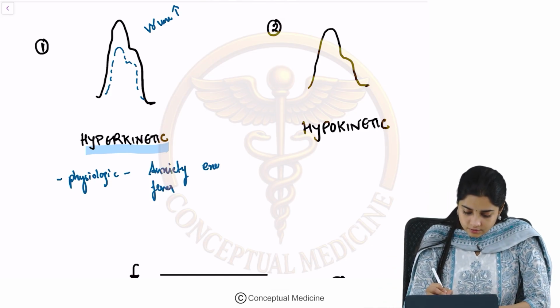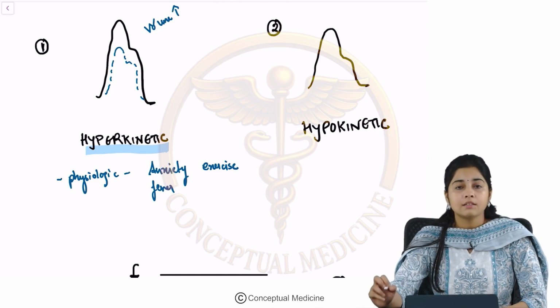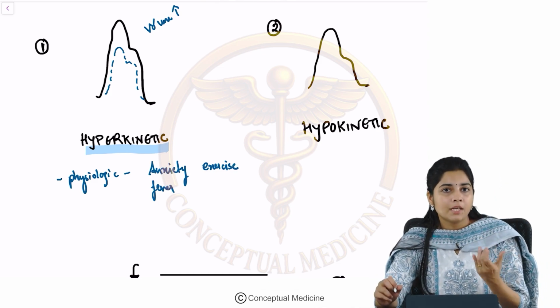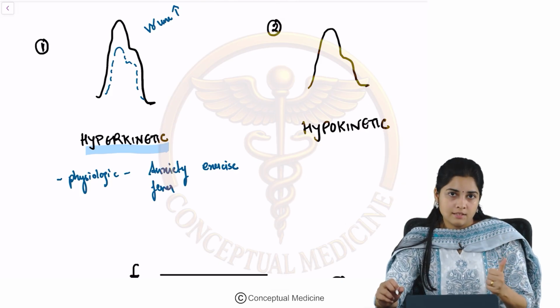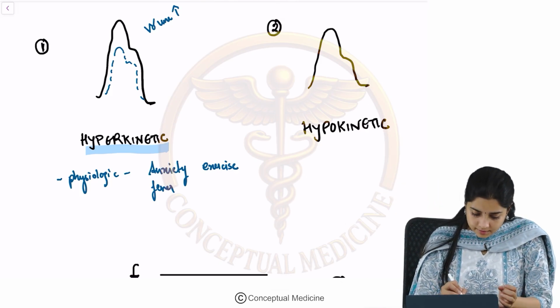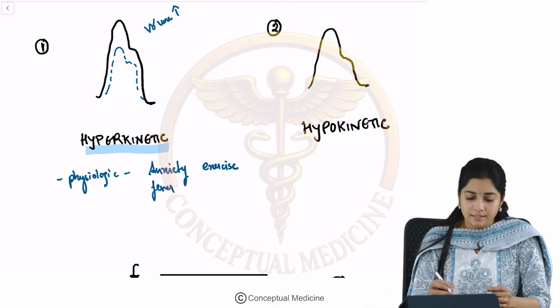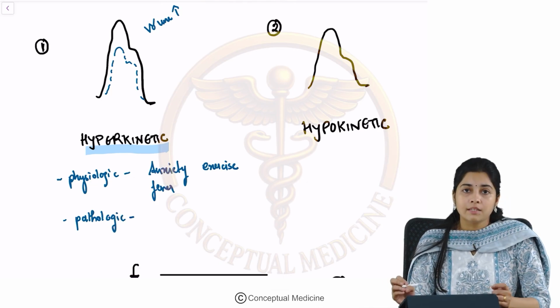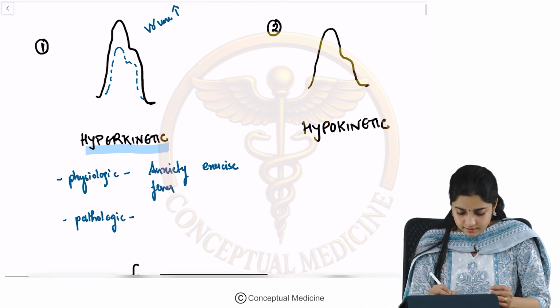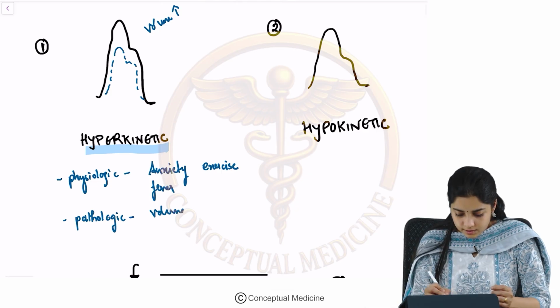During exercise, don't you feel that the heart has to pump out more blood to cater to the needs of the exercise? So during exercise, you can have a hyperkinetic pulse. Apart from this, hyperkinetic pulse is seen in pathological conditions. The pathological conditions where the hyperkinetic pulse is seen are volume overload states.